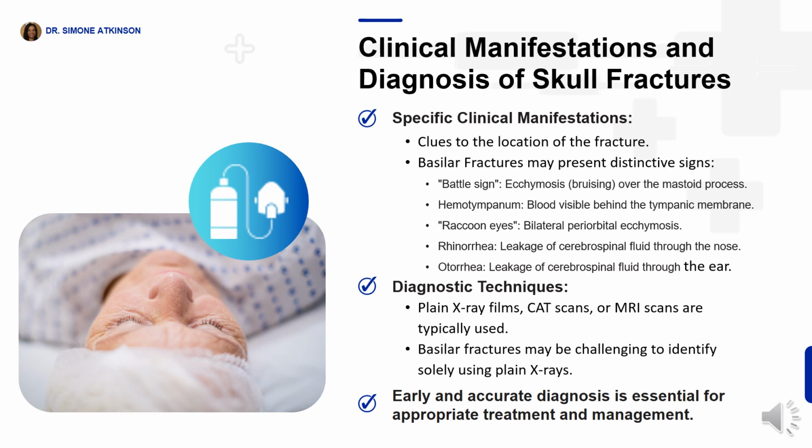So for diagnostic purposes, plain X-ray films, CAT scans, or MRI scans are typically employed. However, it is crucial to remember that with basilar skull fractures, it might be challenging to identify the fracture solely using plain X-rays.